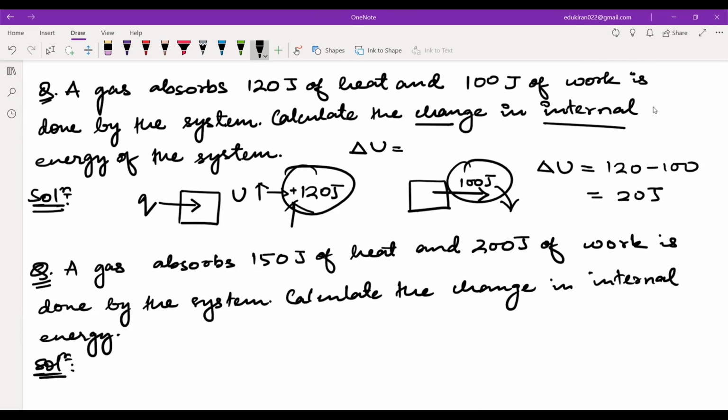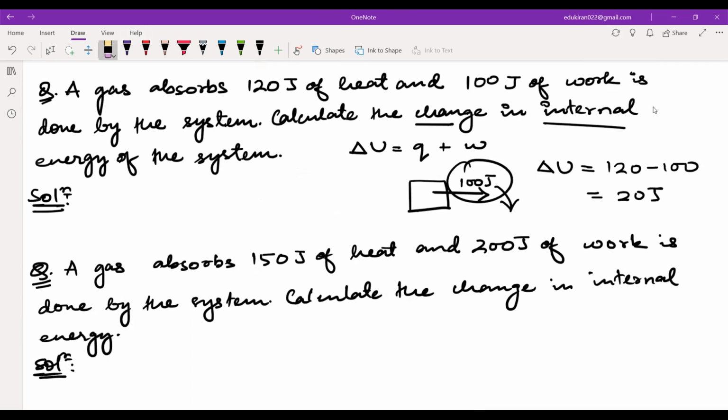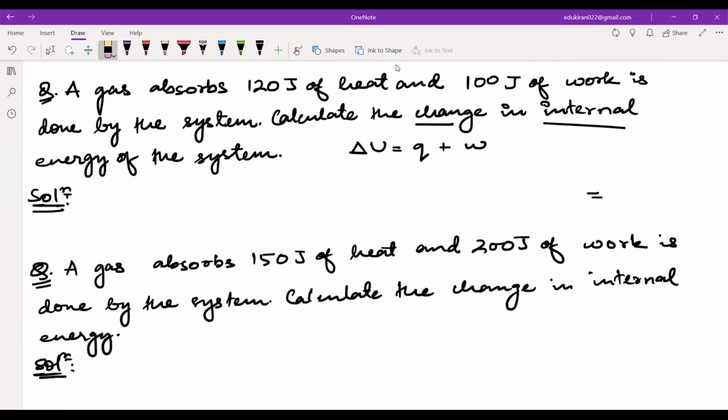It is not actually a formula, it is common sense. Delta U will be equal to whatever heat you are giving plus whatever work you're doing. Now we have to look at the sign convention, and in this case delta U is equal to Q plus W. Now delta U is equal to plus 120 because we are increasing the energy of the system, and then minus 100 joules because we are decreasing the internal energy by doing some work, and this will be equal to 20 joules.